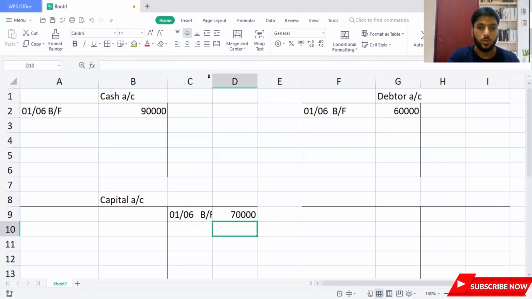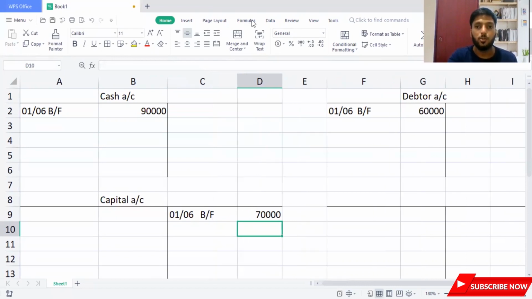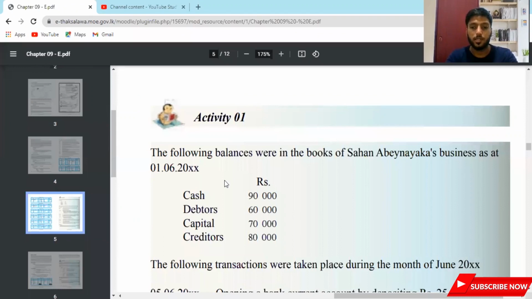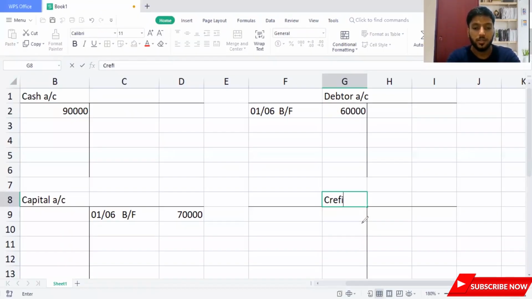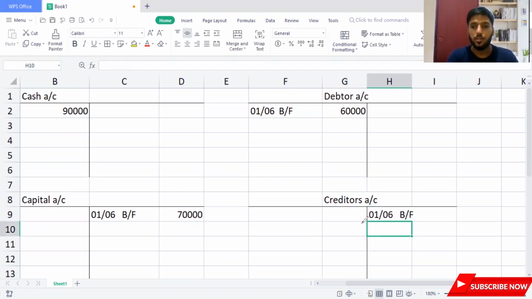Yes. So three accounts are recorded. Then we move on to the fourth account to record. It says that creditors 80,000. So I'm going to record creditors is a liability. Liability account always starts on the credit side. So creditors account, creditors. What am I writing, guys? Creditors account, first 6th, brought forward. How much? You guys already know how to record this.